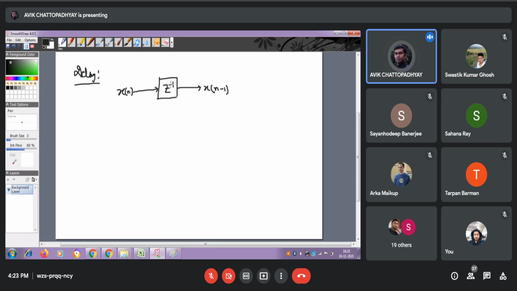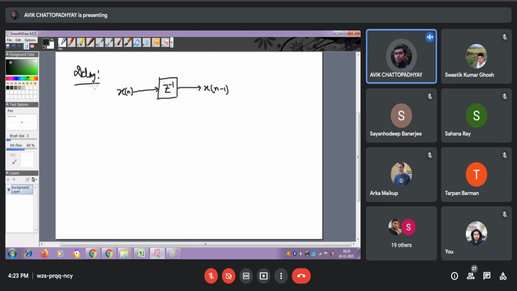If instead of minus 1, anyone writes plus 1, this will indicate that the signal is advanced by one sample. That means x of n plus 1 will be the output, like this. So the power of z, whatever we are writing, is actually indicating the amount of delay or advancement, in general.